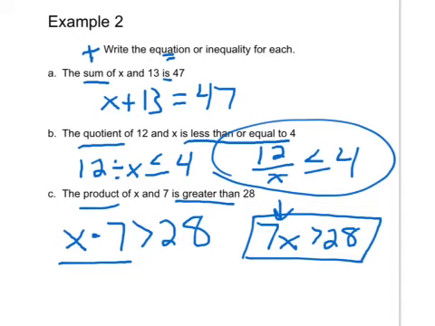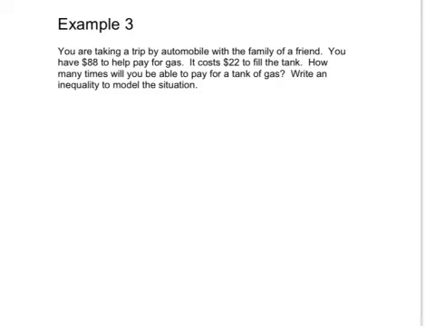Let's look at one other example here. With the word problem here, it says you are taking a trip by automobile with the family of a friend. So you're going with your friend's family on vacation or something like that. You have $88 to help pay for gas. It costs $22 to fill the tank when you fill it up. Must be cheap gas or else a really small tank these days. How many times will you be able to pay for a tank of gas? It says to write an inequality to model the situation.